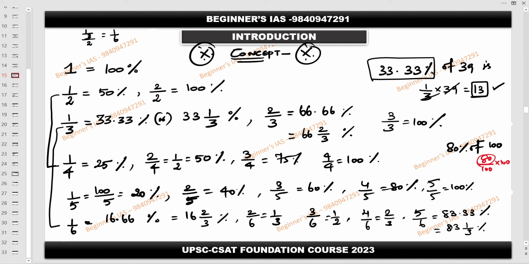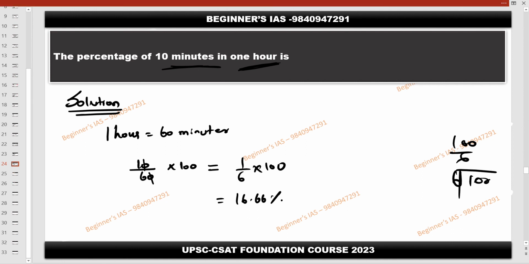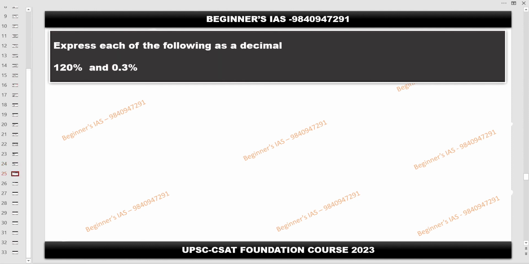Now you people understand why I'm giving so much importance to these basics. 1 by 6, obviously, without calculating 100 by 6, dividing 100 by 6 is unnecessary time wasting. That is why we need the basics. I know 1 by 6 is nothing but 16.66. Then simple, you can write it as 16 2 by 3 percent. Clear? Fundamentals are important.